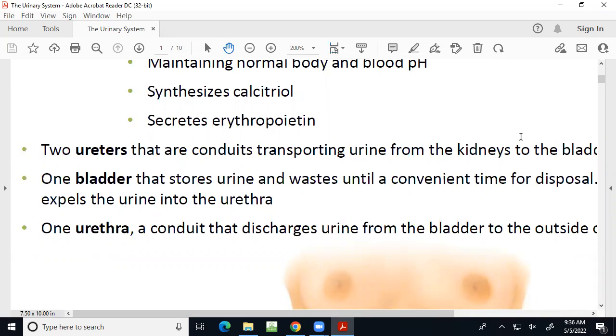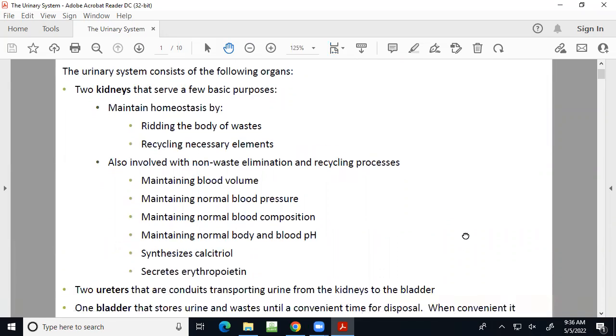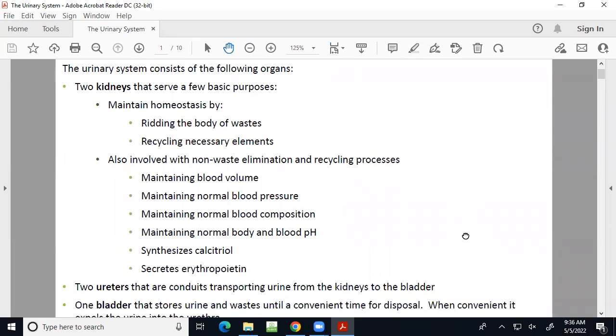As far as those organs go, we're going to spend the majority of our time talking about the kidneys because they are classified as the major urinary organs. Okay, and they are going to serve the most complex roles. I kind of broke their functions down into 2 categories: those that fall under maintaining homeostasis, and those that are involved with non-waste elimination and recycling processes.